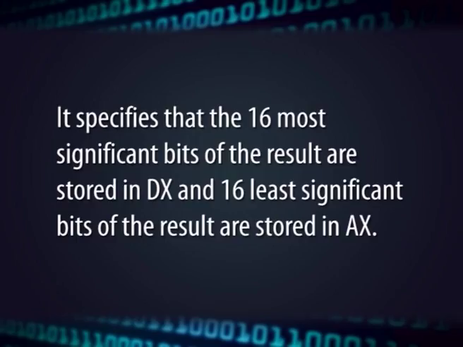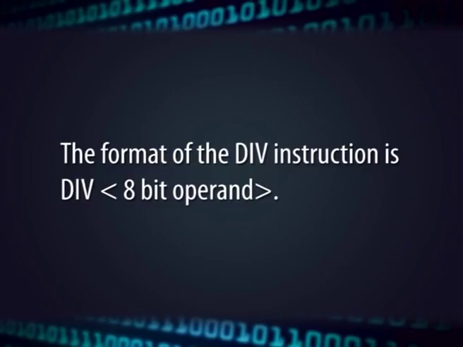It specifies that the 16 most significant bits of the result are stored in DX and the 16 least significant bits of the result are stored in AX. For the division operation, the div instruction is used, which is the next instruction like the mul instruction. The format of the div instruction is div 8-bit operand.